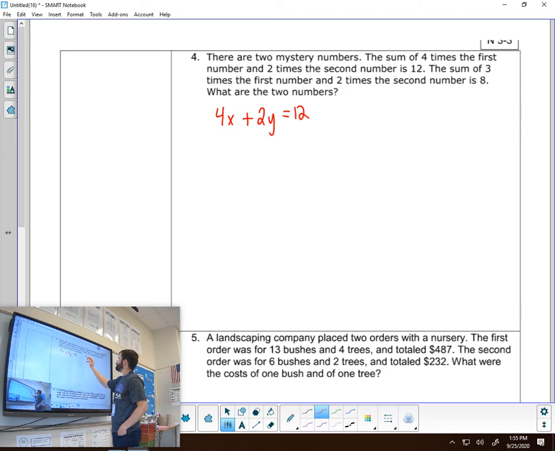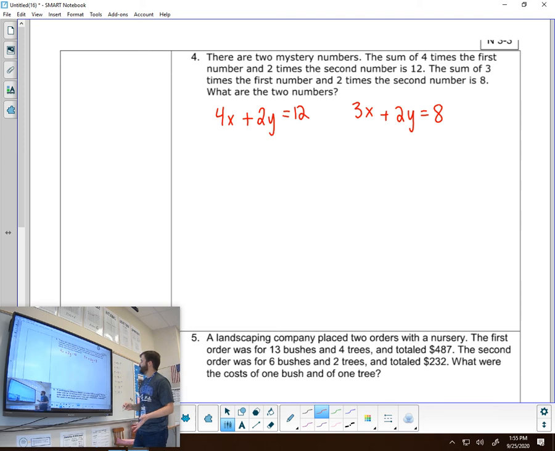Here's my other one. The sum of 3 times the first number and 2 times the second number equals 8. So then we can find what my two mystery numbers are.